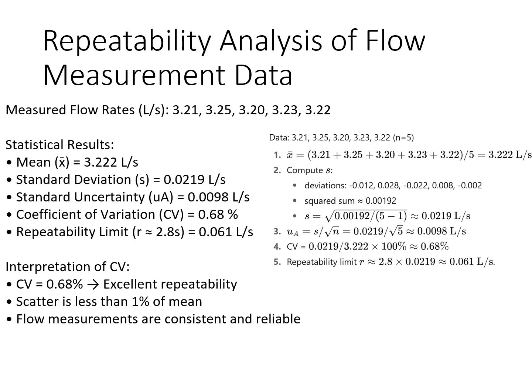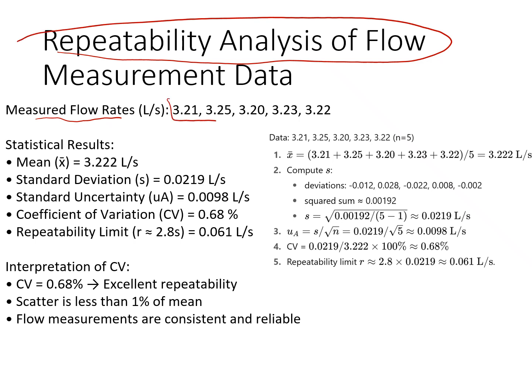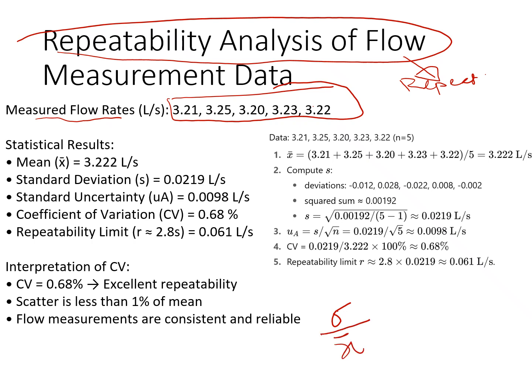Again, here this is a measurement of flow rate where we are trying to measure the repeatability. So you have this 1, 2, 3, 4, 5 data of flow rate. Now we want to see whether the data you have is repeatable or not. In order to find whether it's repeatable or not, you need to find the ratio between the standard deviation and the mean of the sample.